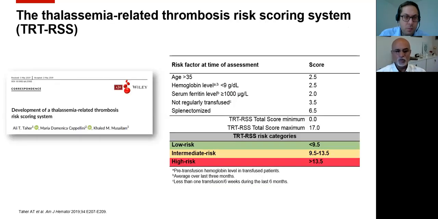So what we decided to do, together with Dr. Capellini and Khaled and Dr. Musallam, we looked into what we call the TRT-RSS, which is the thalassemia-related thrombosis risk scoring system. That is age more than 35, hemoglobin less than 9, ferritin more than 1,000, not regularly transfused, and these were all scored. However, the most important score, or the highest score, was given to those splenectomized. So in my opinion, any splenectomized NTDT patient should be risk assessed for thrombosis very well and should receive prophylactic anticoagulation.